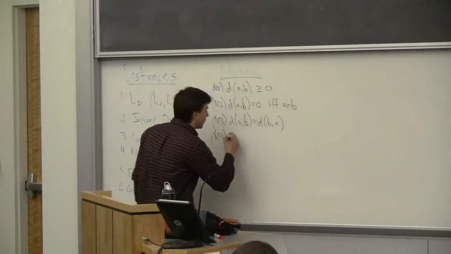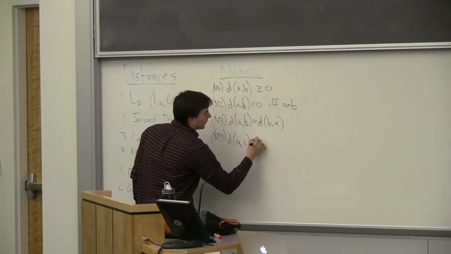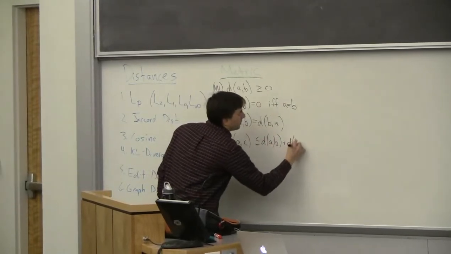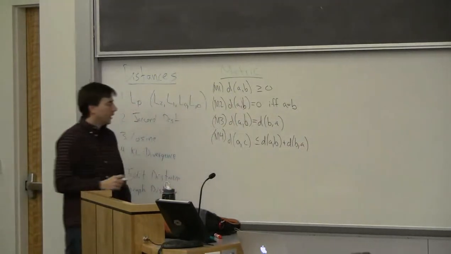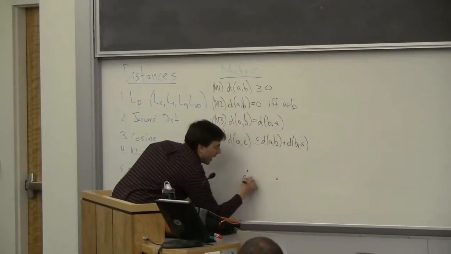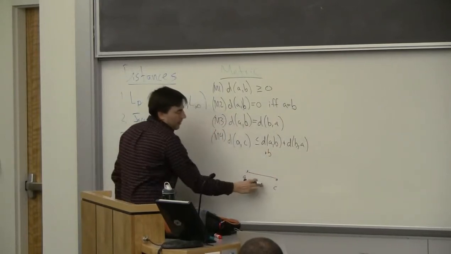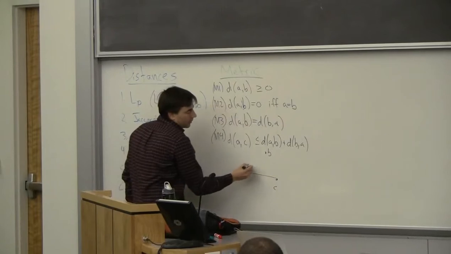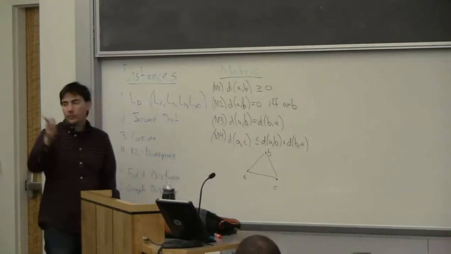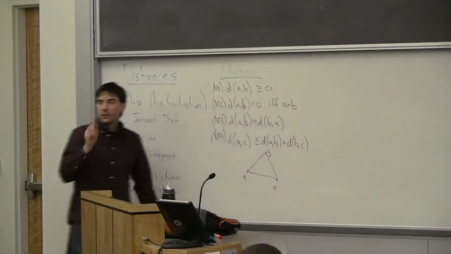The third thing is the triangle inequality, which says the distance from A to C is always less than or equal to the distance from A to B plus the distance from B to C. This can often be seen by a triangle: if you have two points A and C, and there's another point B, then the straight path from A to C is always shorter than or equal to going through this waypoint B. B to C, yes, thank you.